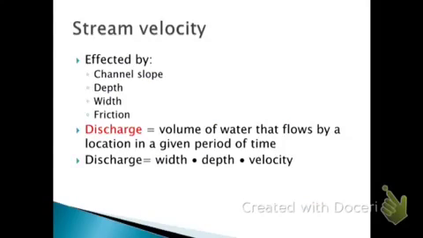Velocity is affected by the slope of the river channel, the depth, width, and friction. And we'll be doing some more calculations. We'll calculate discharge, which by definition is the volume of water that flows by a location in a given period of time. You can calculate that by multiplying the width, depth, and the velocity.